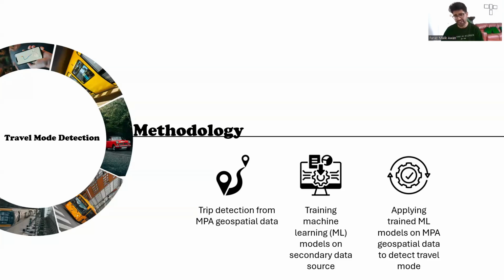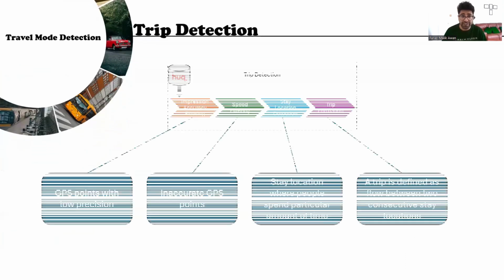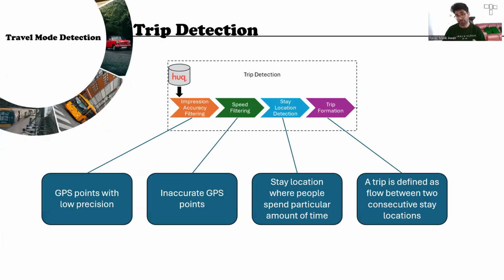As far as detecting trips from the mobile phone geospatial data is concerned, it's out of the scope of this work. However, in order to explain the limitations and shortcomings with detecting the travel mode of the trips detected from mobile phone app data, it is important to explain the trip detection process. The trip detection process consists of four steps.